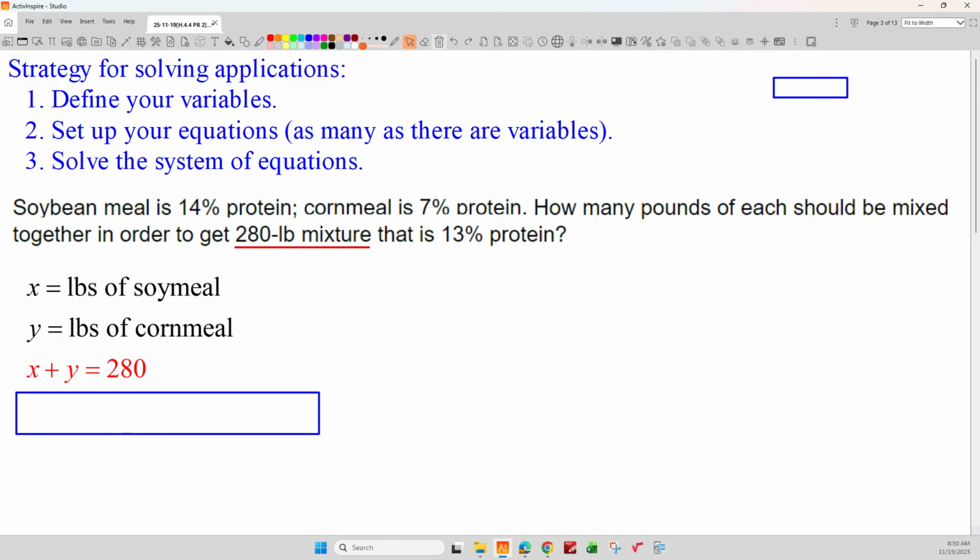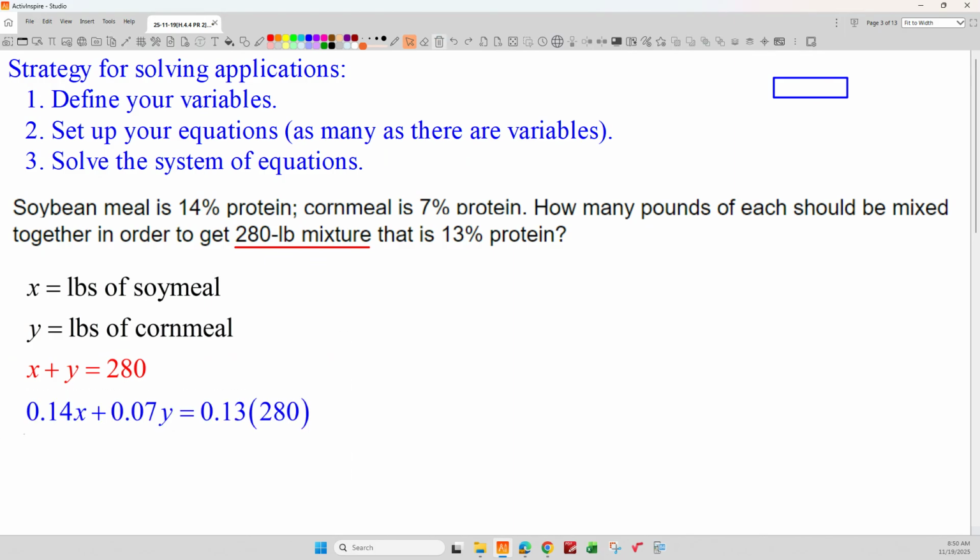Yeah, that's excellent. Okay, now let's talk about that. That's very good. What's your thinking there? What does 0.13 times 280 mean? Okay, that's 13% of 280, isn't it? If I want to find a percentage of something, I'm going to multiply by the decimal version of that percentage, right? When we say percentage of, we're just multiplying. So that's going to tell us what part of that 280-pound mixture is protein.